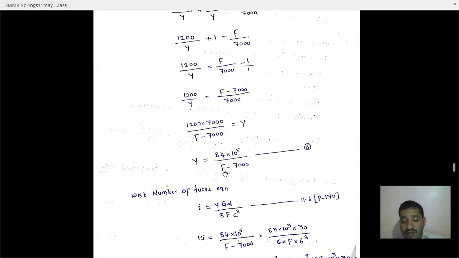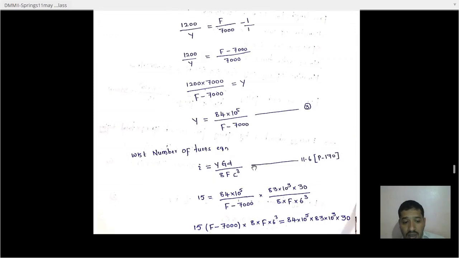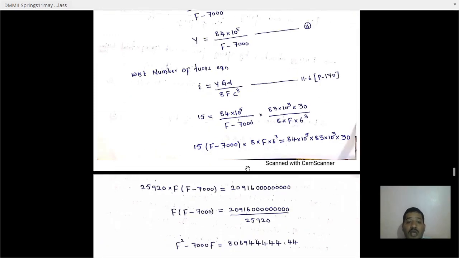Why? Because we don't know the value of F and we don't know the value of y. In this equation, two values are unknown. If two are unknown, we can't solve the problem. So that's why it is considered as equation number 3. After that, we need to find out how many turns we need to find out.